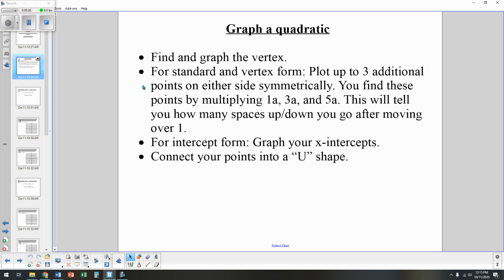Then, if it's standard or vertex form, we're going to plot up to 3 additional points on either side symmetrically. We're going to find these points by multiplying 1 times a, 3 times a, and 5 times a. This will tell us how many spaces we need to go up or down after moving over 1 each time. For intercept form, the only other points we're going to have to graph are the x-intercepts. And then we're going to connect our points in a U shape. We're going to try our best not to make it look like a V, but look like a U.